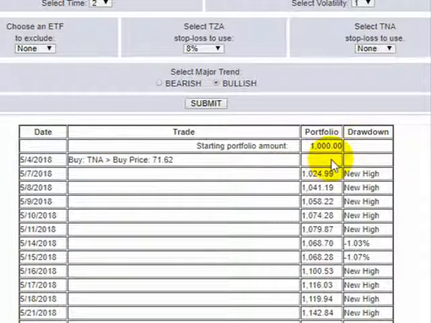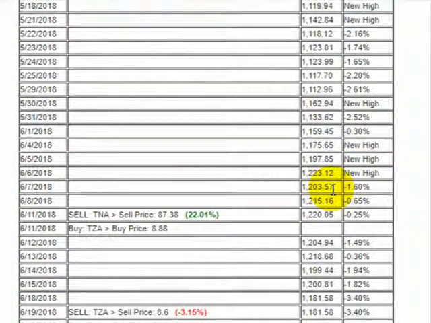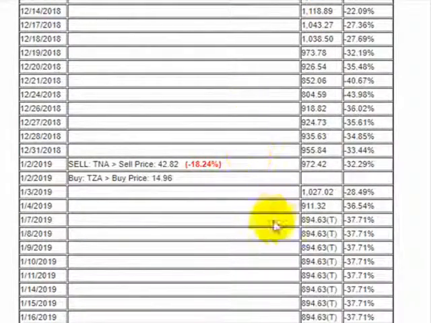It will take a $1,000 hypothetical portfolio, and it'll show you on that date, oh yeah, there was a buy, and TNA was at 71.62, and it'll go day by day. So if you were actually trading this, you could see that your portfolio started with 1,000, then it jumped to 1,024, 1,041, 1,056. So it's going up, and then here's the drawdown. It's showing you new highs. It shows you how far down from the new high it's gone, and it'll keep doing this for that whole year.